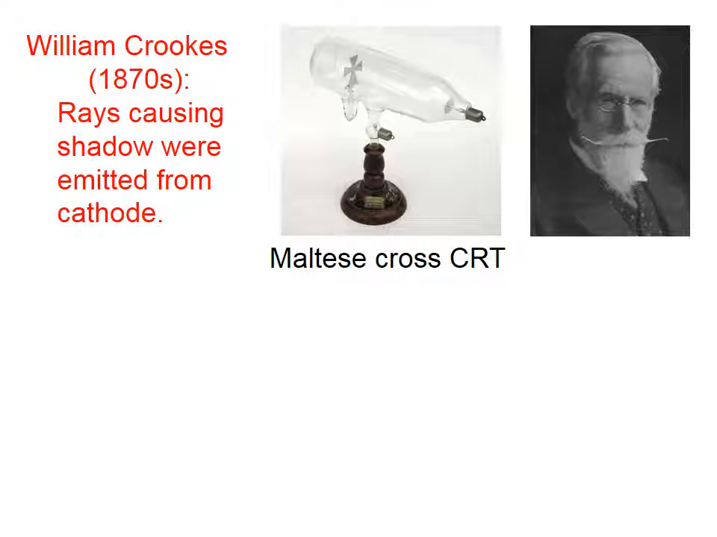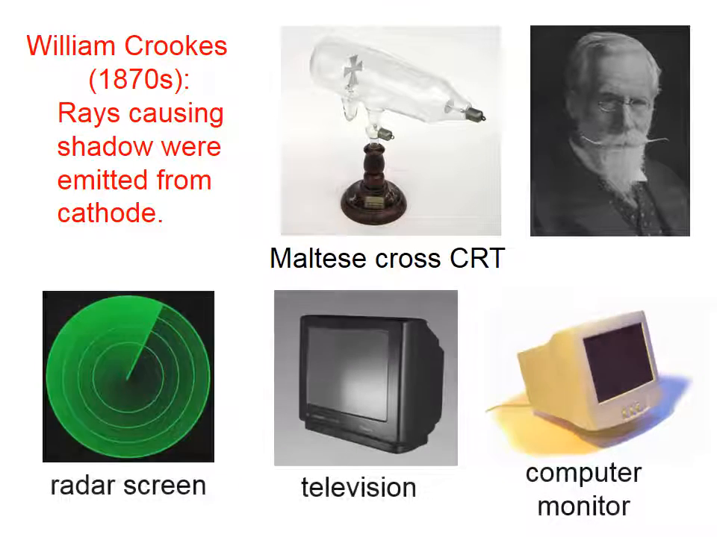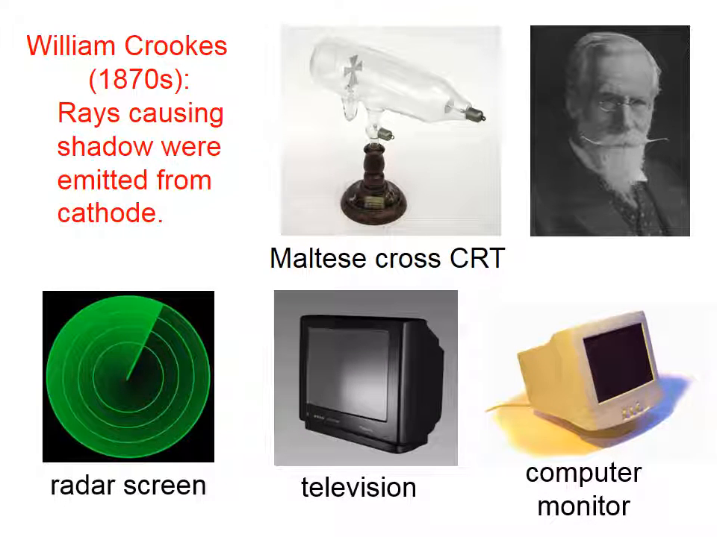Crookes didn't know what they were, but they came from the cathode, so he called them cathode rays, kind of like sun rays. It turns out that old school computer monitors and old school televisions and old school radar screens used what we now call cathode ray tubes, which were essentially this exact technology.